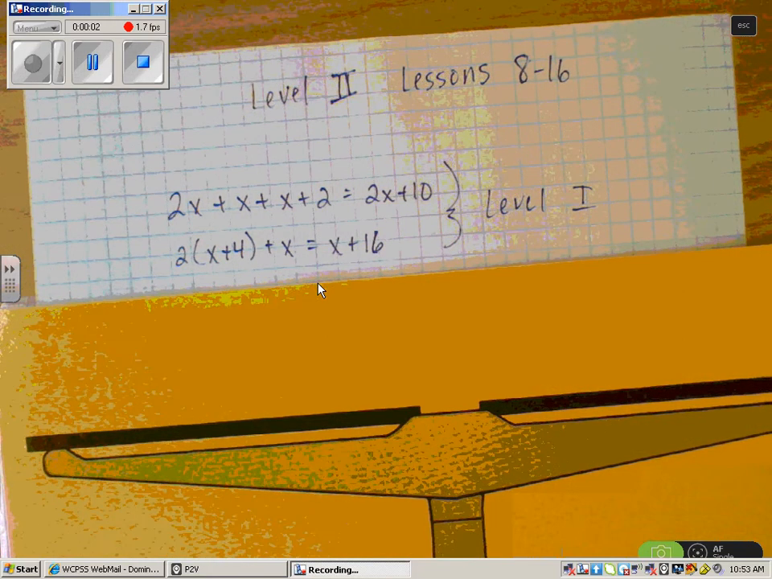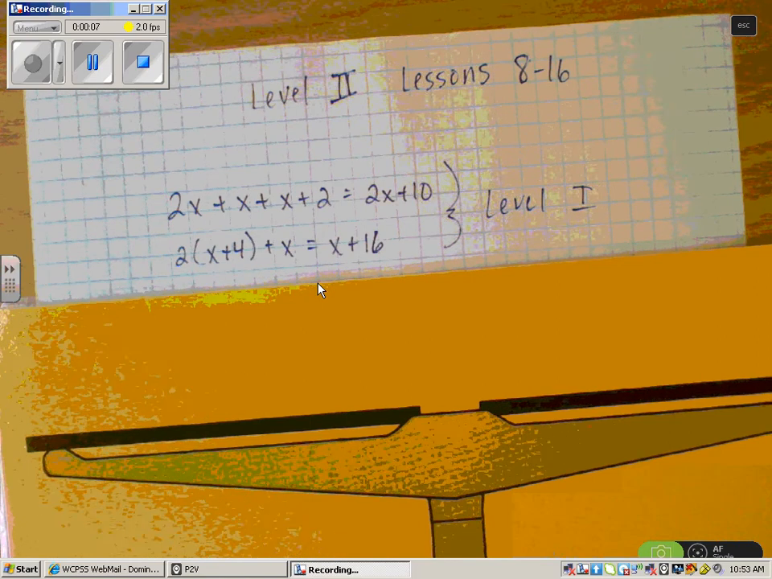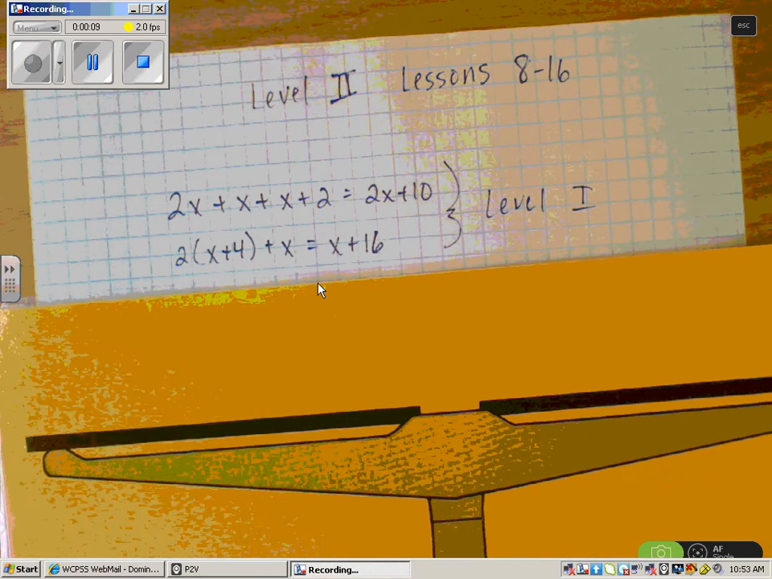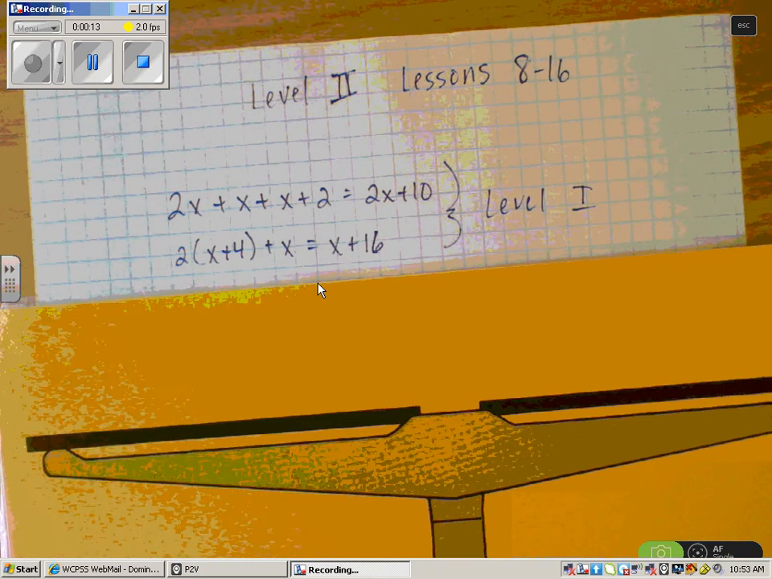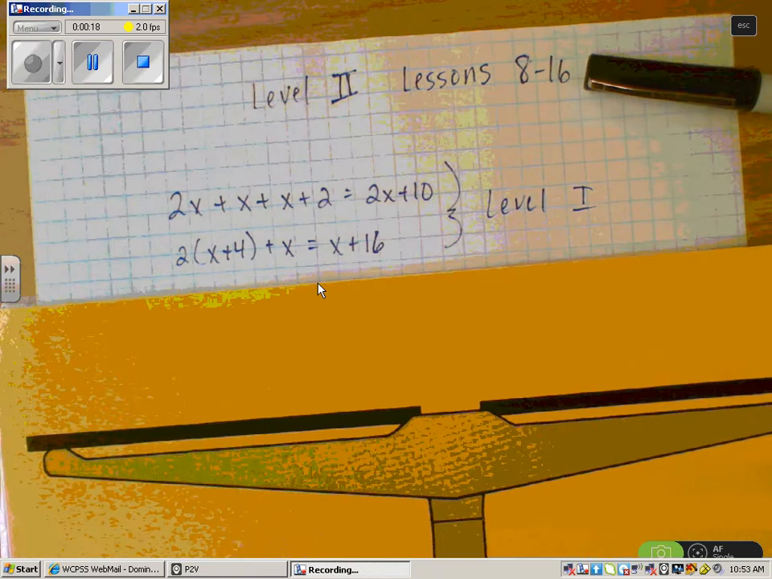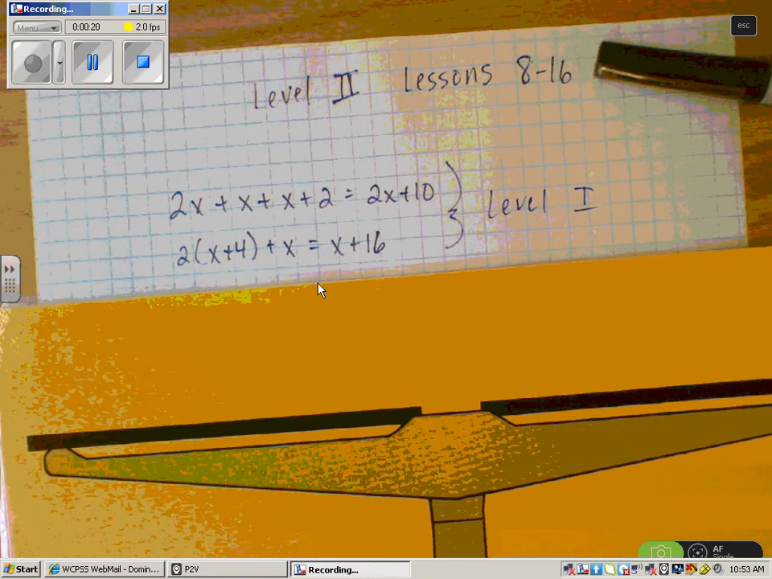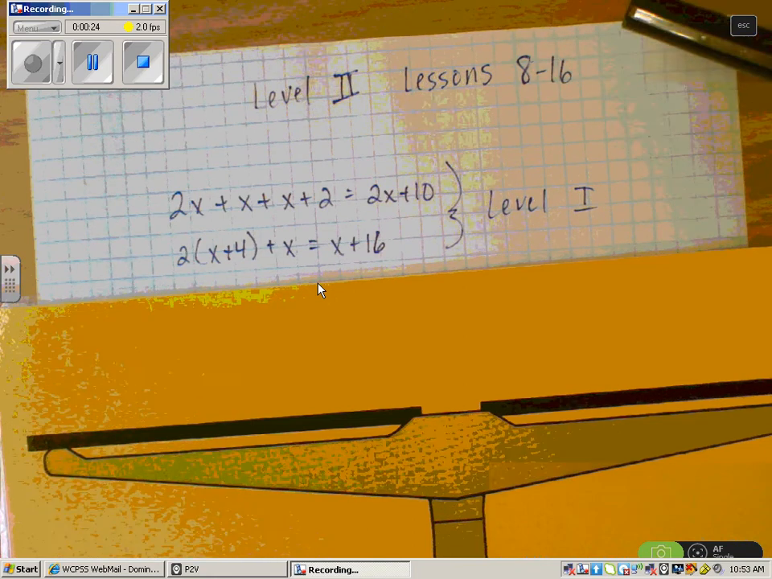This is the first lesson in Level 2 Hands-on Equations. For those students that have turned in all of their work for lessons 1 through 7, Level 1, you are ready to move on to Level 2. Level 2 is made up of lessons 8 through 16, so when you look on the Shutterfly, you'll be working on those problems listed in lessons 8 through 16.